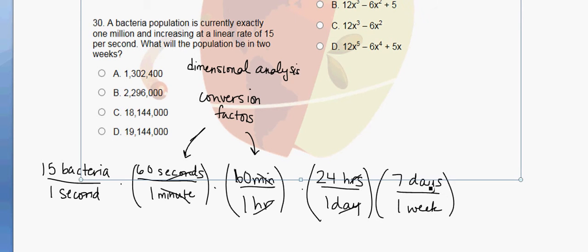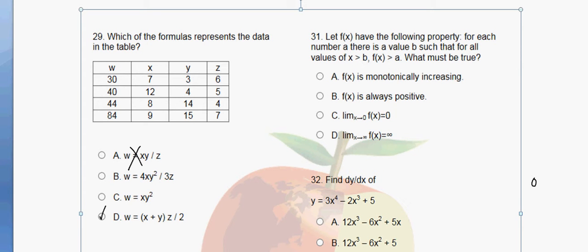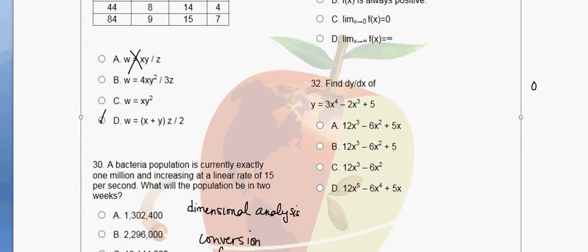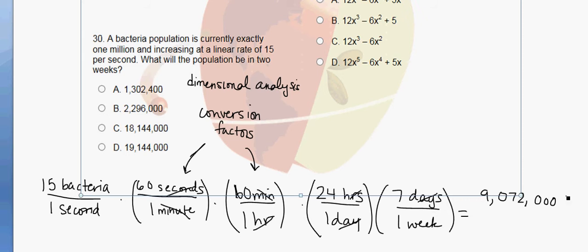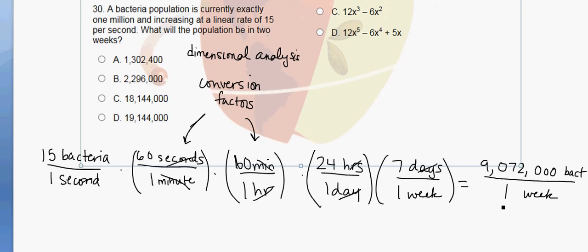Okay, and so this process can be done to convert really anything to anything else. Now we just multiply across: 15 times 60 times 60 times 24 times 7, and we would get 9,072,000. Oh, come on, Word. Sorry, hold on. Okay, 0, 0, 0 bacteria per, and look across the bottom, 1 times 1 times 1 times 1 times 1. In this case, that's not always true, by the way, when you're doing dimensional analysis. Certainly there can be a denominator. So this is how many we get in 1 week.